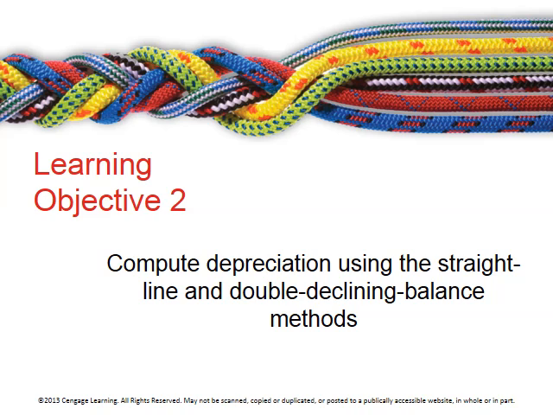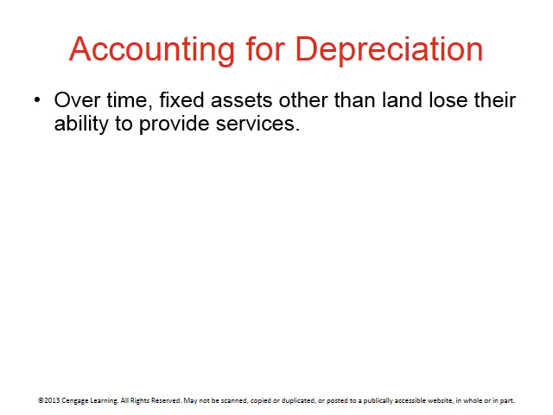So in part 2, let's take a look at some depreciation methods. In the earlier chapter, we looked briefly at depreciation. We know that our entry for depreciation is depreciation expense and accumulated depreciation. But now we're going to dig into more of what depreciation is.